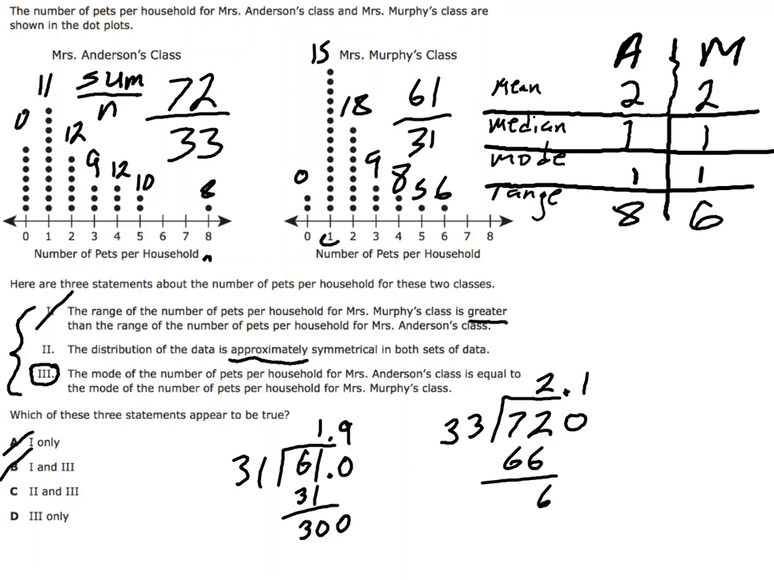And because the mean and the median are not the same, I'm going to vote against number 2, because to be symmetrical, the mean and the median must be the same. So I'm going to choose number 3 only.